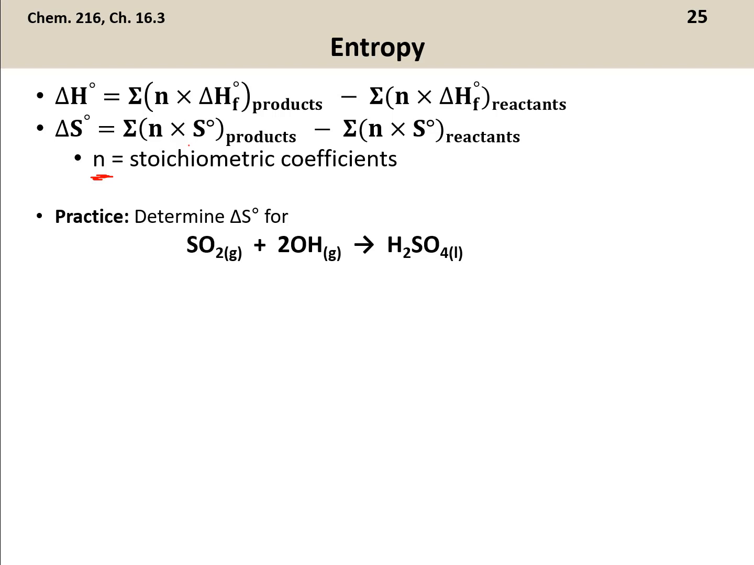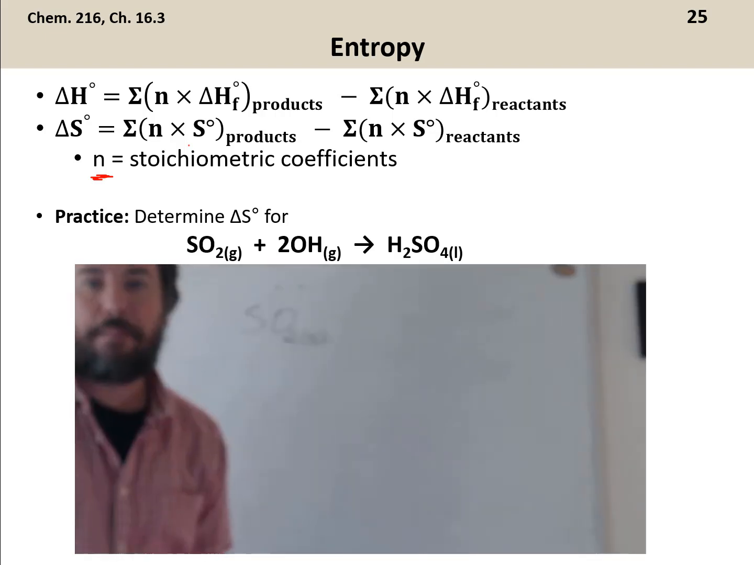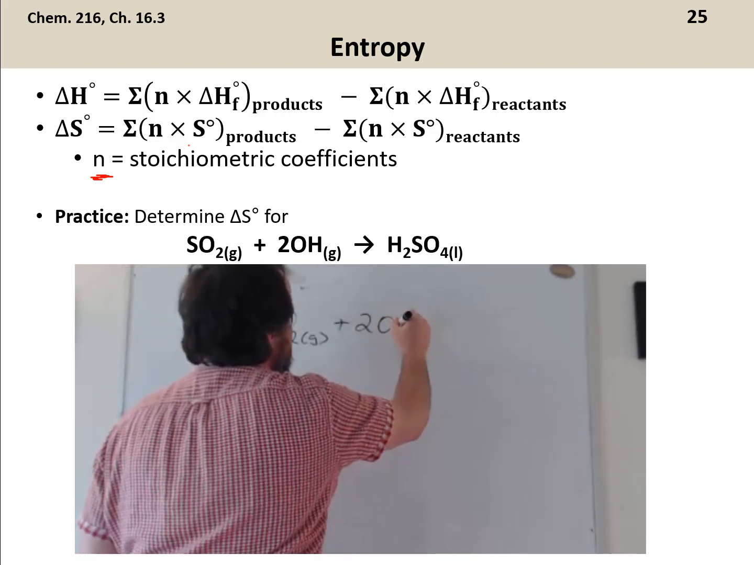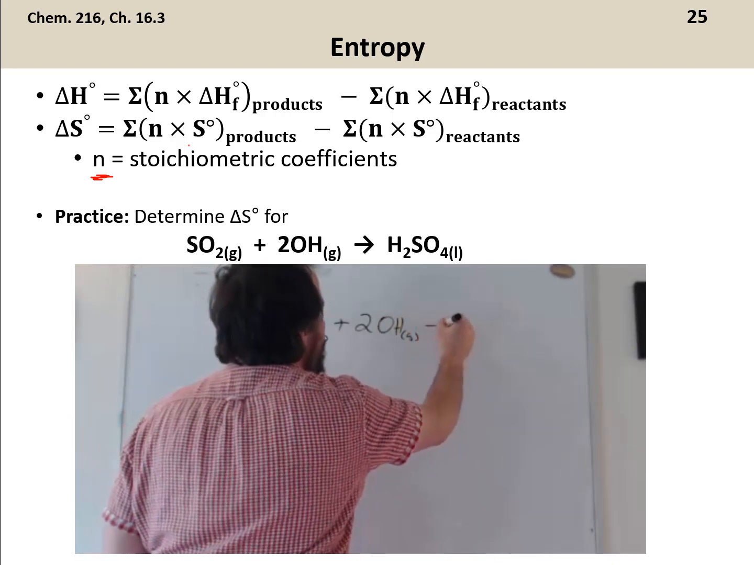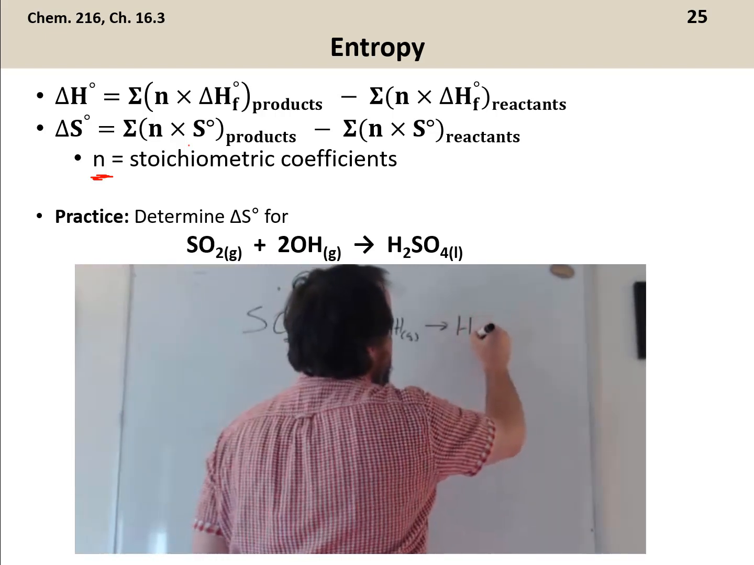All right, so let's use this to figure out delta S for this reaction. I have SO2 gas plus 2 OH gas going to form H2SO4 liquid.